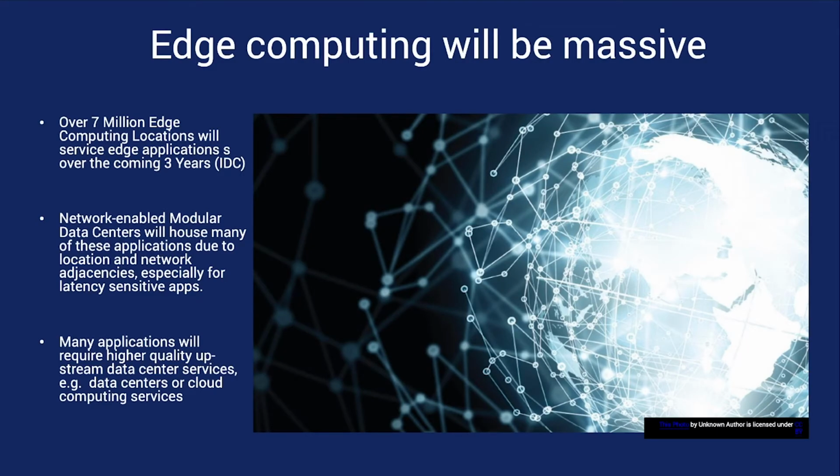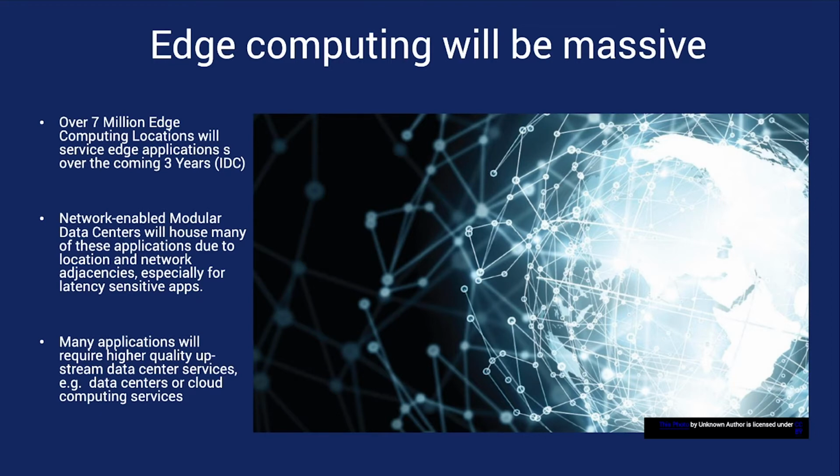So edge computing, right? It's going to be massive. You look at all the different things, whether it's Gartner, IDC, or other analysts out there, they're all telling you that it's going to be huge and massive. Over 7 million edge computing locations will service edge applications over the next 3 years. That's huge. We're looking at a couple thousand data centers right now to multiply that by millions and millions of edge compute locations. That means we've really got to get on the ball to understand what's going on and then take advantage of it to improve our businesses and to improve our ability to service our customers.